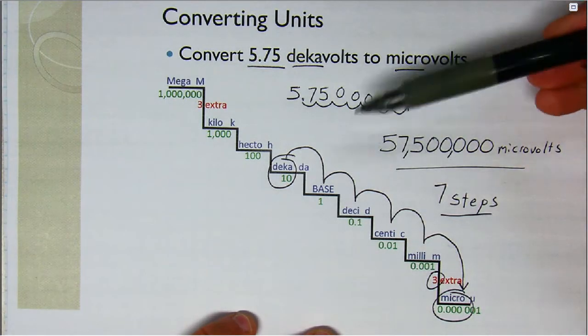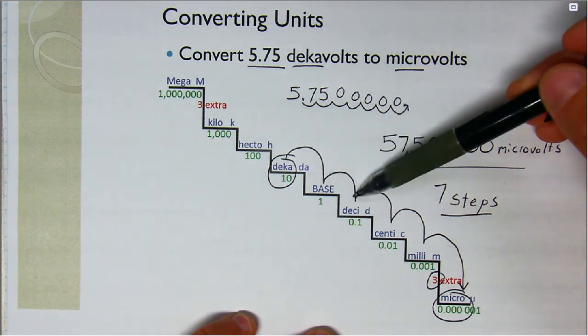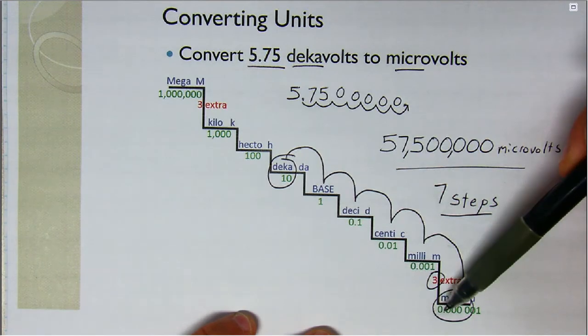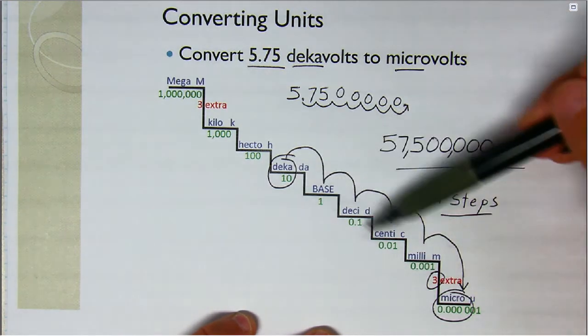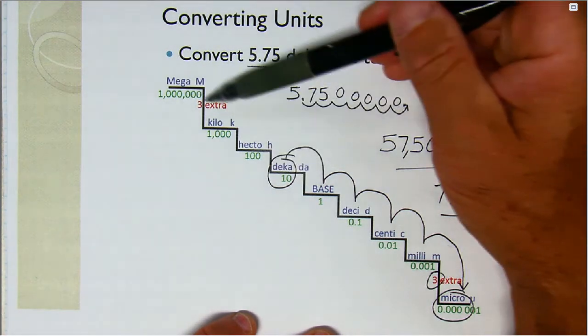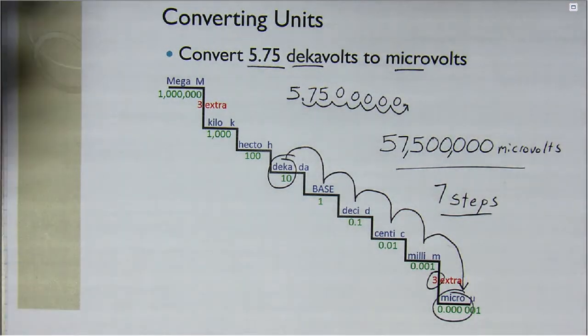The other thing that the stairway tells us, not only did it tell us to move our decimal place 7 places to the right, but we went down on the stairway, and that tells us that we are going to a smaller unit. When we move to the left, we move the decimal to the left and we're going to a larger unit. Let's do another one.